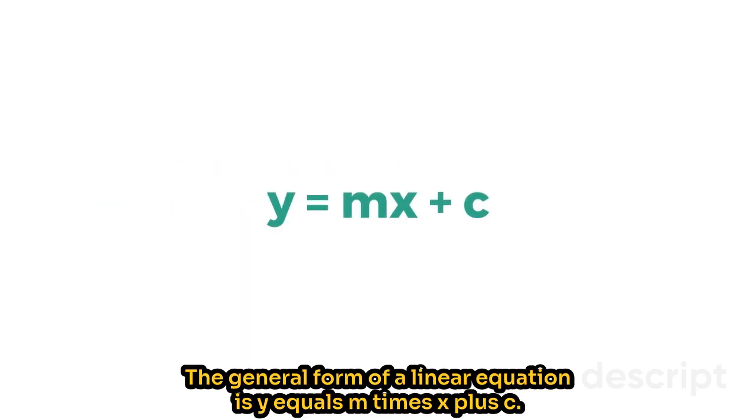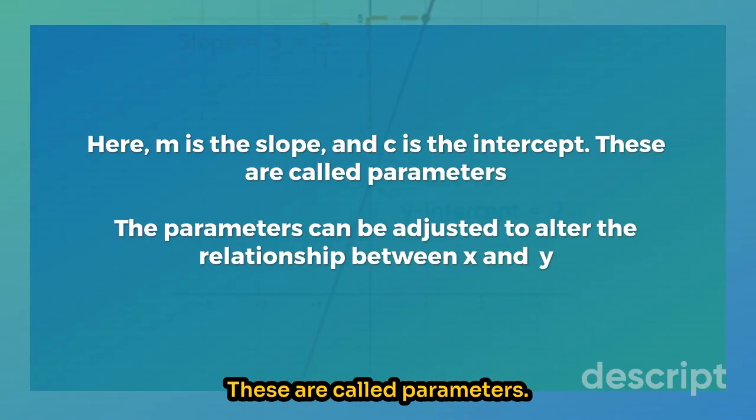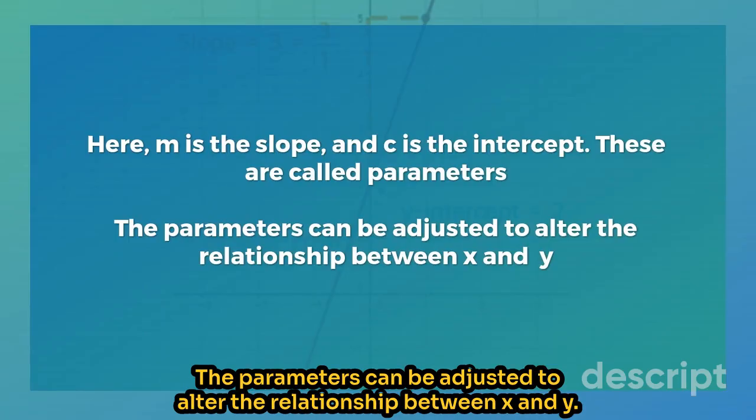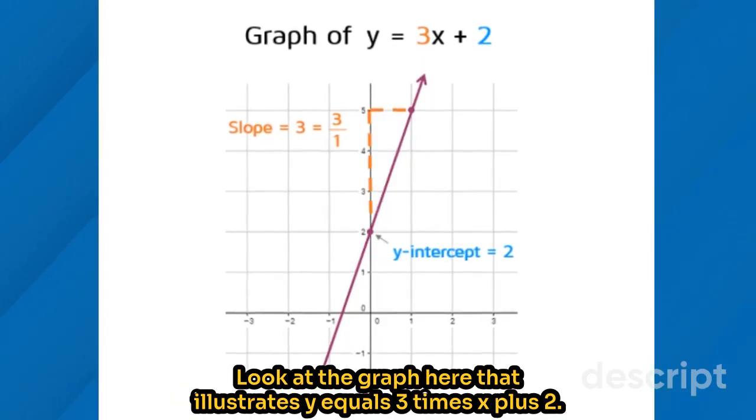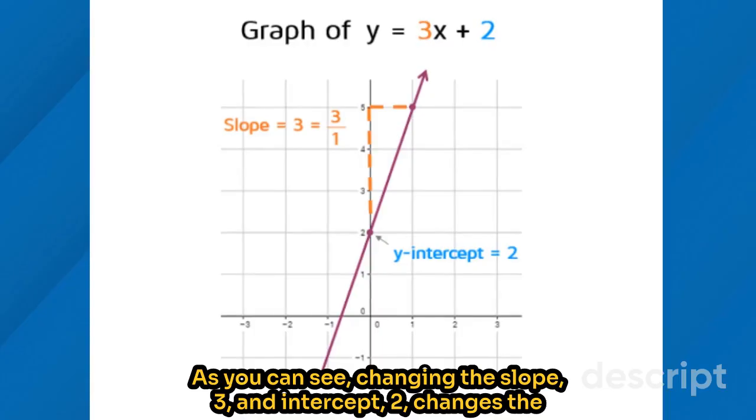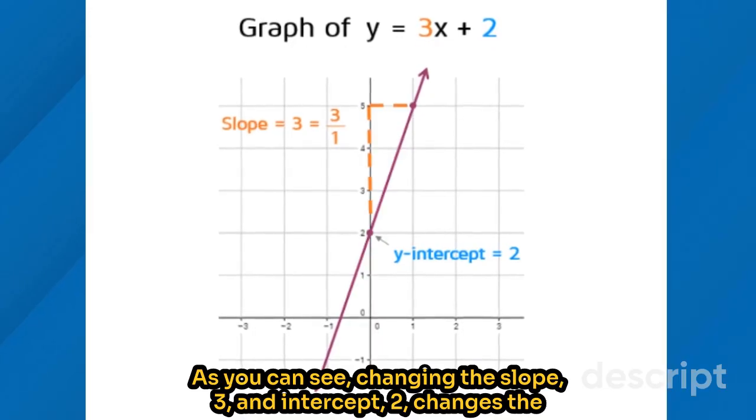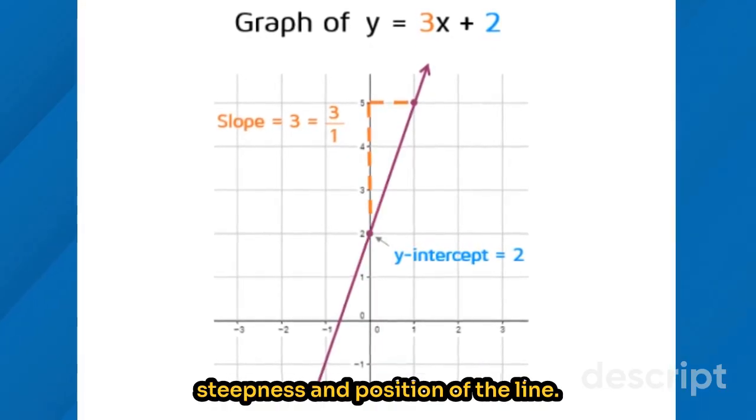The general form of a linear equation is y equals m times x plus c. Here, m is the slope and c is the intercept. These are called parameters. The parameters can be adjusted to alter the relationship between x and y. Look at the graph here that illustrates y equals 3 times x plus 2. As you can see, changing the slope, 3, and intercept, 2, changes the steepness and position of the line.